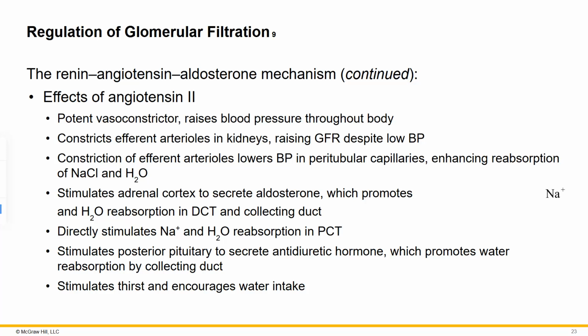It stimulates the adrenal cortex to secrete aldosterone, which further promotes water reabsorption in the distal tubule and collecting duct. It directly stimulates sodium and water reabsorption in the proximal convoluted tubule. It stimulates the posterior pituitary to secrete antidiuretic hormone, which promotes water reabsorption by the collecting duct, and stimulates thirst and encourages water intake. You should be familiar with all of these different functions of angiotensin 2 and how ACE inhibitors will then help to decrease blood pressure.